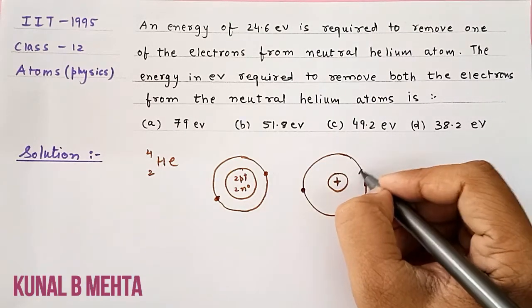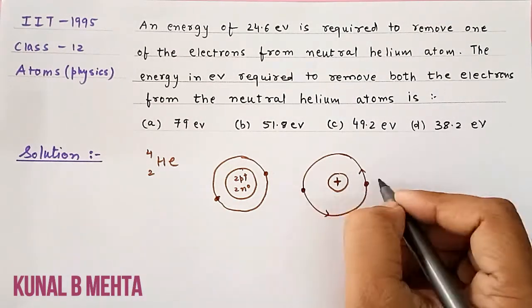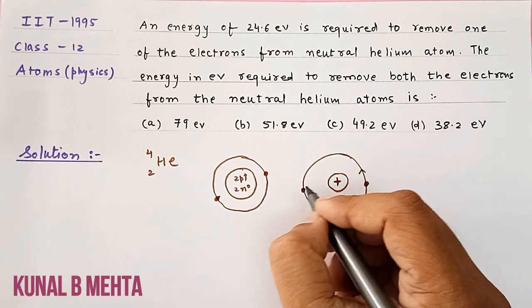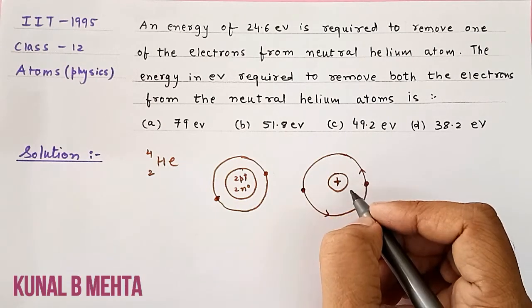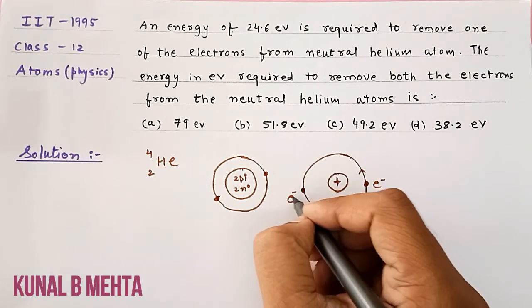Suppose both are moving like this, and since these are 2 electrons, they would be at a farthest distance away from each other, so diametrically opposite points, right? Okay, now we are supposed to remove these 2 electrons step by step.